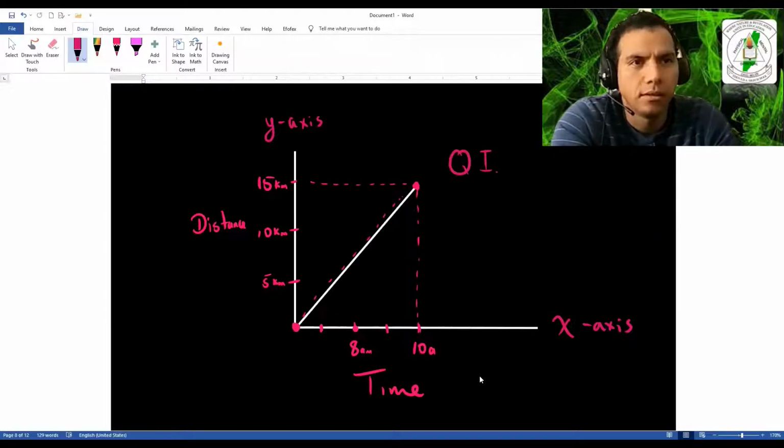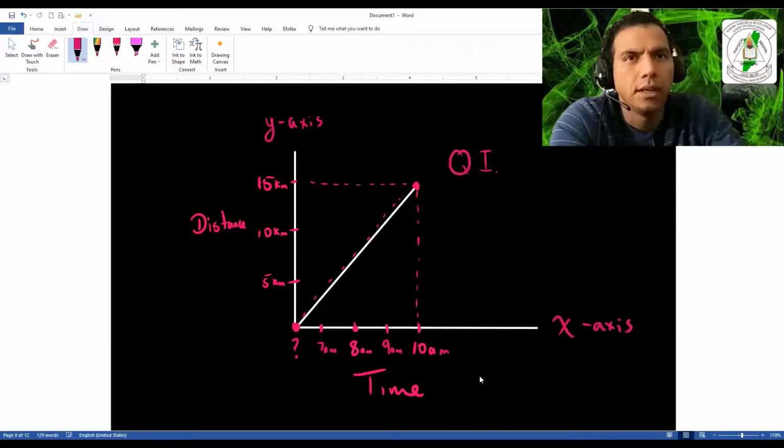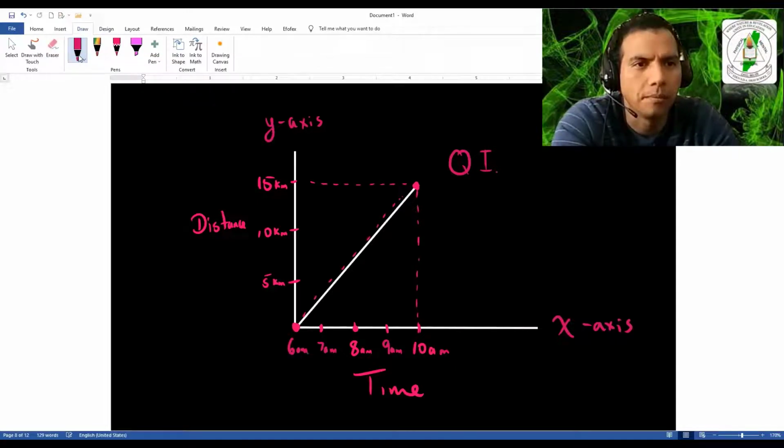In this case, it traveled 15 kilometers from a specific time here to 10 o'clock in the morning. If you notice here, to the center we have 8 a.m. In the middle here we should have 9 a.m. This is supposed to be 7 in the morning. Then the question mark is for none other than 6 a.m. So this journey began at 6 in the morning and ended at 10 o'clock. If you count the amount of hours, we notice that we have 4 hours for 15 kilometers.